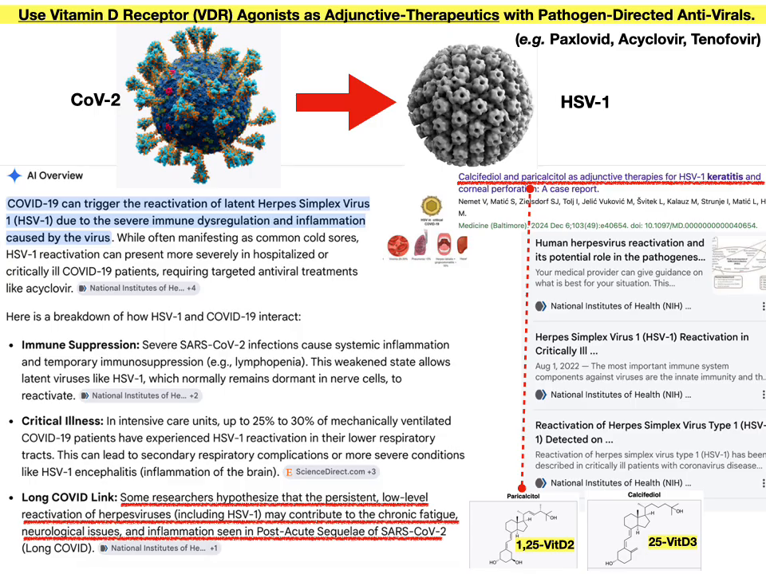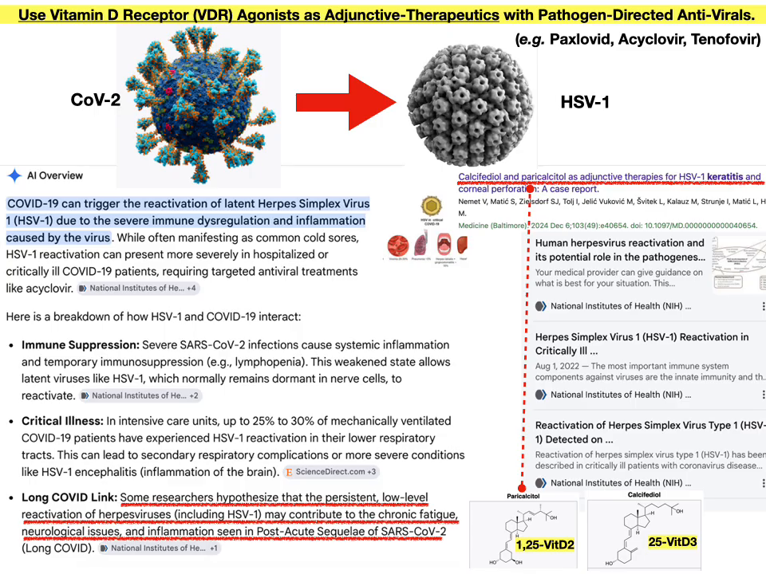So just reading this AI overview, COVID-19 can trigger the reactivation of latent herpes simplex virus 1 due to the severe immune dysregulation and inflammation caused by the virus. While often manifesting as common cold sores, HSV1 reactivation can present more severely in hospitalized or critically ill COVID-19 patients, requiring targeted antiviral treatments like acyclovir.